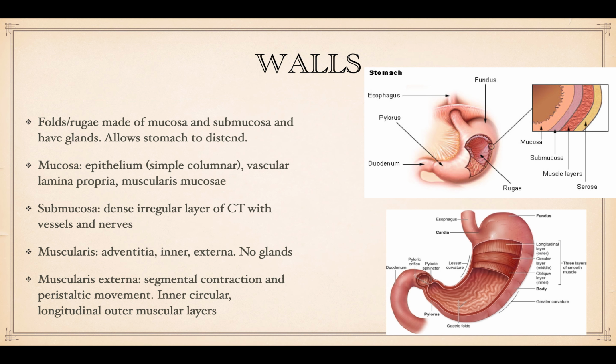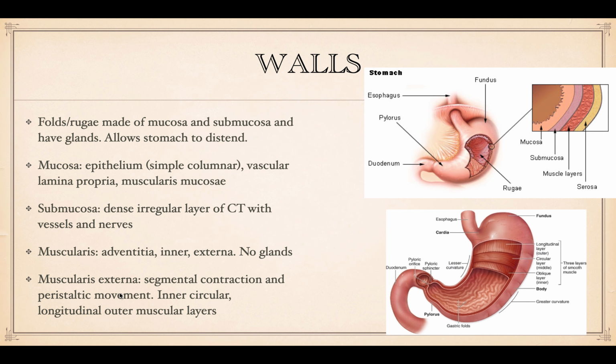So the folds, or rugae, are made out of mucosa and submucosa, and those contain the gastric glands. They allow the stomach to expand. The mucosa is going to be simple columnar, and the submucosa will have a dense irregular layer of connective tissue carrying a lot of vessels and nerves. The muscularis is going to contain the adventitia, an inner and external layer, and this doesn't contain any glands.